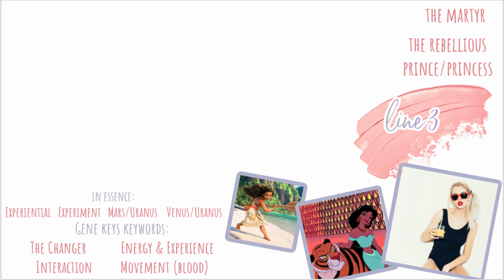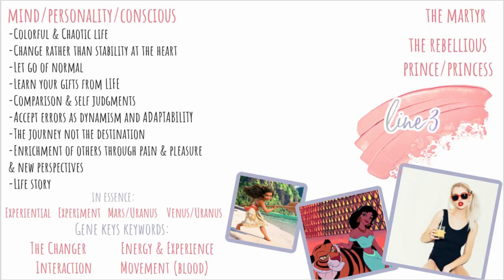So if you have a third line in your mind or your personality, it's going to appear as your life's work or your evolution in the Gene Keys. This is about being somebody who is here to live a colorful and probably also a chaotic life. The third lines are here to embrace change rather than stability at their heart. They're here to let go of the normal and to learn their gifts from life.